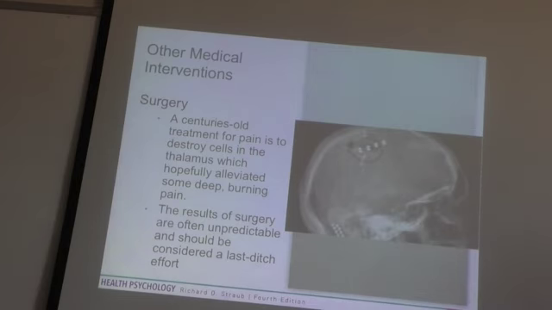Surgery, a centuries-old treatment for pain, is to destroy cells in the thalamus, which hopefully alleviated some deep burning pain. What they used to do is go into the middle of your brain and destroy some part of your thalamus. Your thalamus is a portion of the brain that sends messages to the rest of the brain.